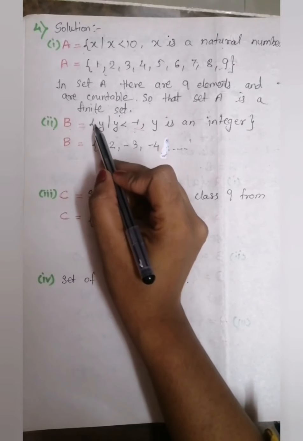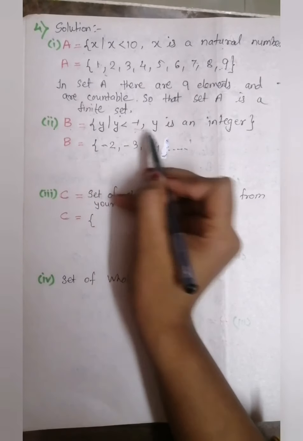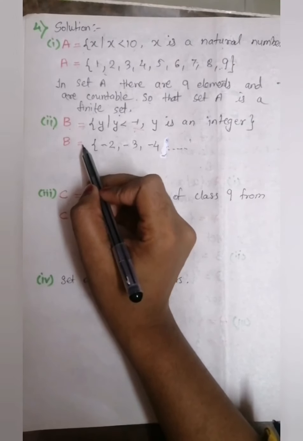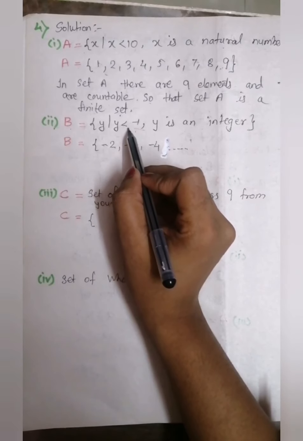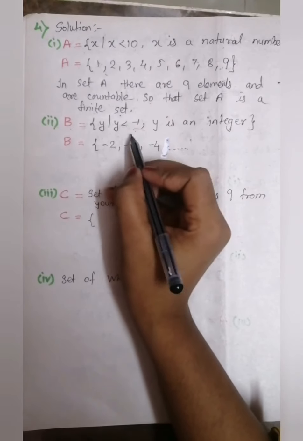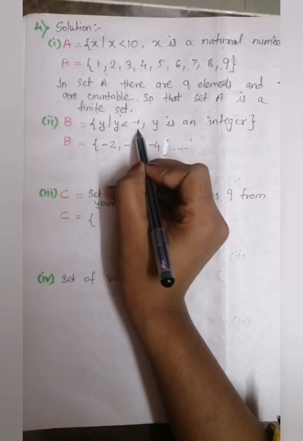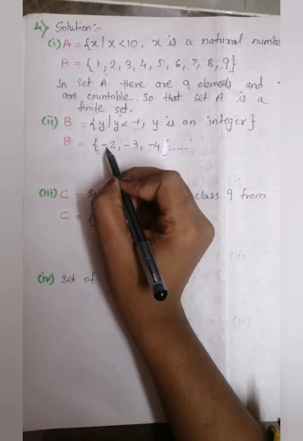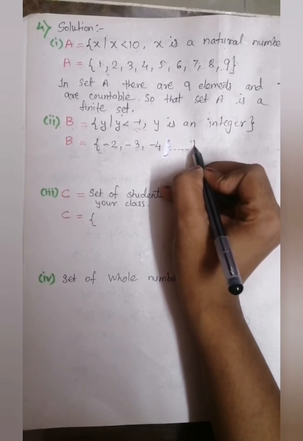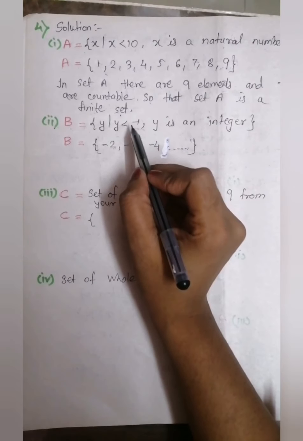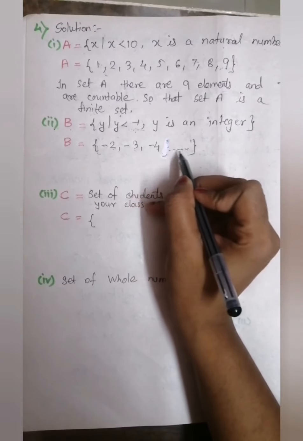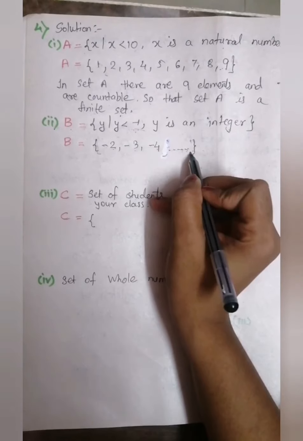Question number 2. Set B equals {y such that y less than minus 1, y is an integer}. Close the curly bracket. Now set B, how to write? Always remember that in integers minus 1 is the greatest number here. So start with y less than minus 1. Open the curly bracket: minus 2, minus 3, minus 4 up to infinite numbers, because they don't tell up to which number. So that's why we can give the dotted line.